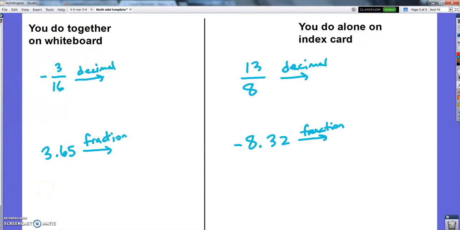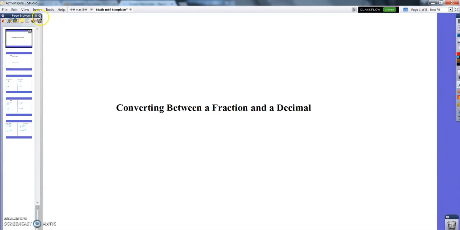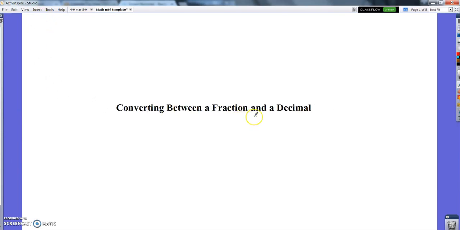Hey everybody! Oh, skipped to the wrong page. We're going to start here. We're going to talk today about converting between a fraction and a decimal. This has everything to do with dividing integers, and so we will do so.